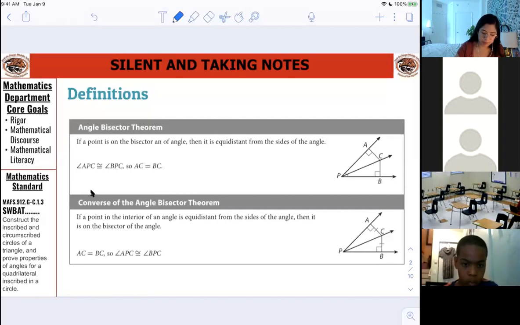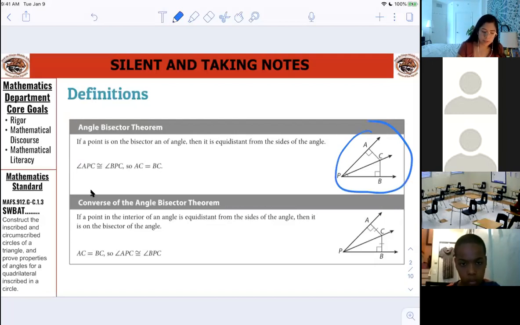I have an angle. What's the bisector of that angle? Which ray is the bisector? Wait, can you repeat the question? Sure. I have an angle, so I'm looking over here at this diagram. I have an angle that's being bisected. Which ray is the bisector?